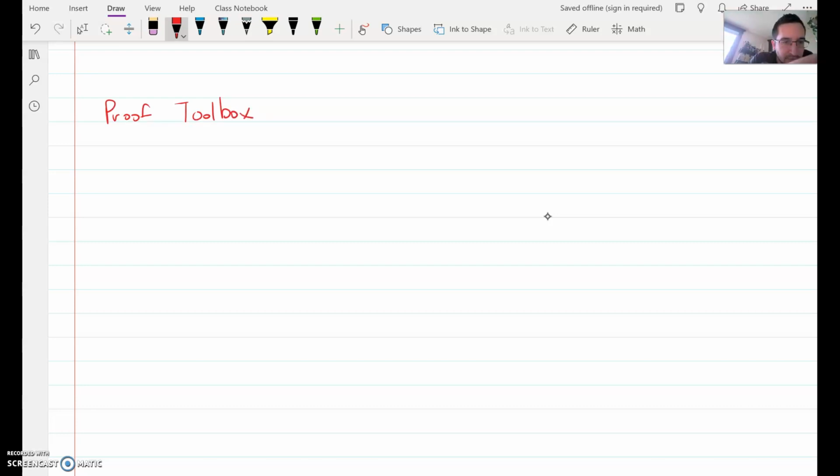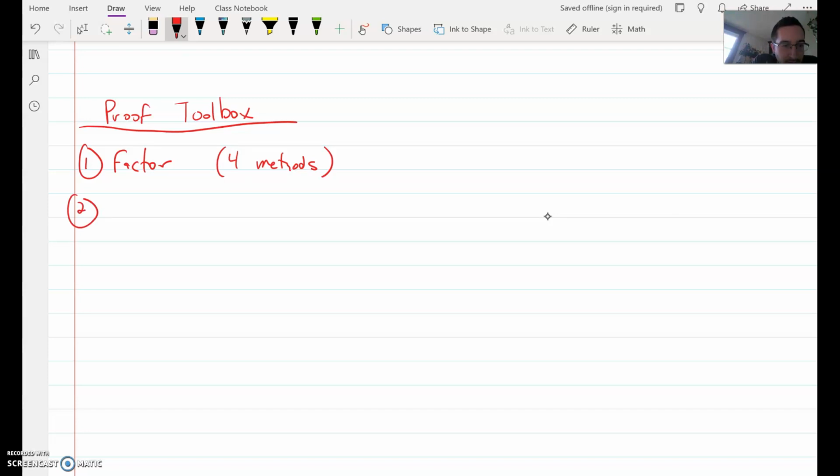And I'm just going to take literally 2 minutes to do this so that we can spend the last 5 minutes just solving proofs. So proof toolbox. Number 1, you always look to factor if possible. And remember, we have four factoring methods. We went over this in class, so I'm not going to go over it now. But GCF, difference of squares, trial and error, grouping.